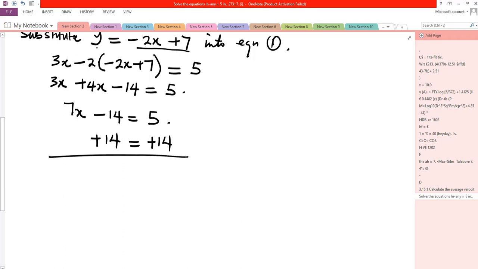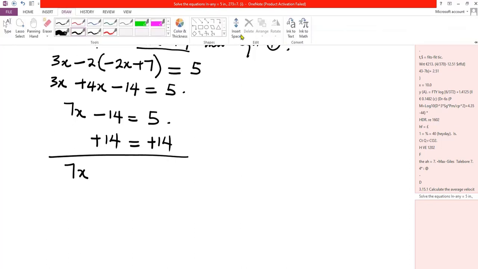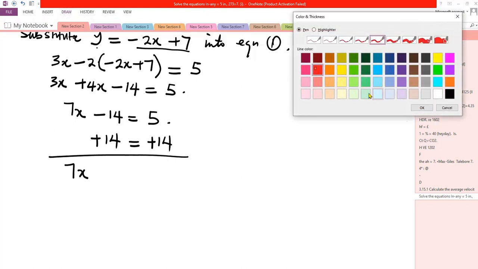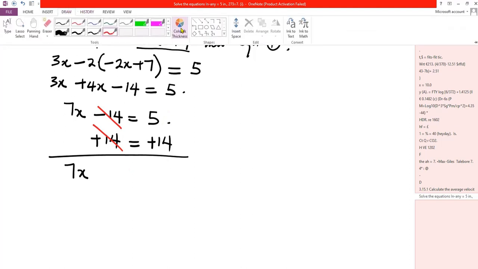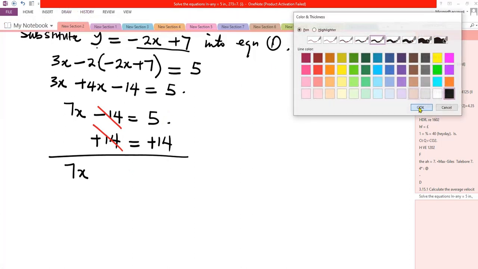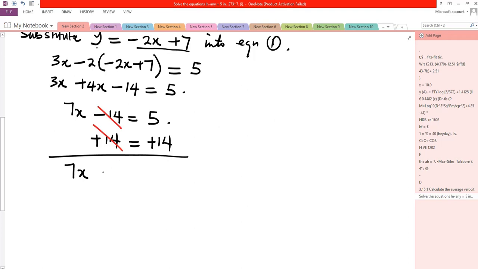So now you will be left with 7x. This will cancel out, because minus 14 plus 14 cancels out as 0. Now we are left with only 7x, which will be equal to 5 plus 14, which gives us 19.